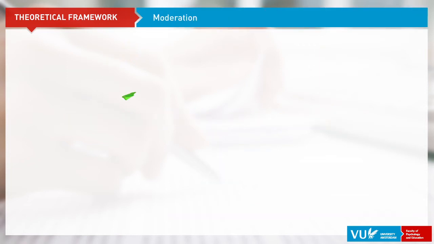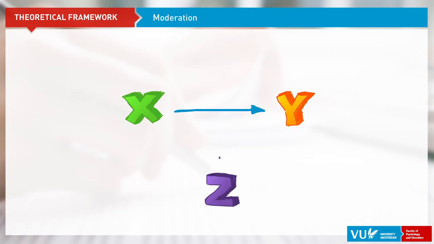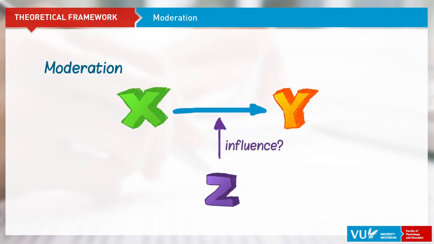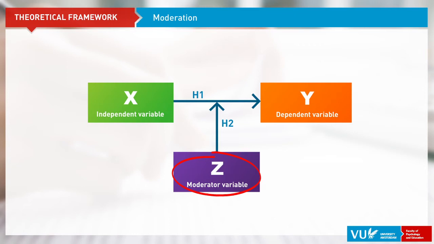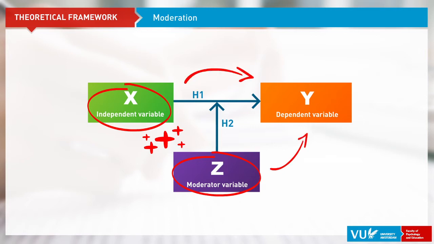Moderation. The question with moderation is, what is the influence of the independent variable z on the relationship between x and y? We can speak of a moderation or interaction effect when the relationship between x and y gets stronger in the presence of the moderator z. The moderator z and the other independent variable x reinforce each other in explaining the dependent variable y.